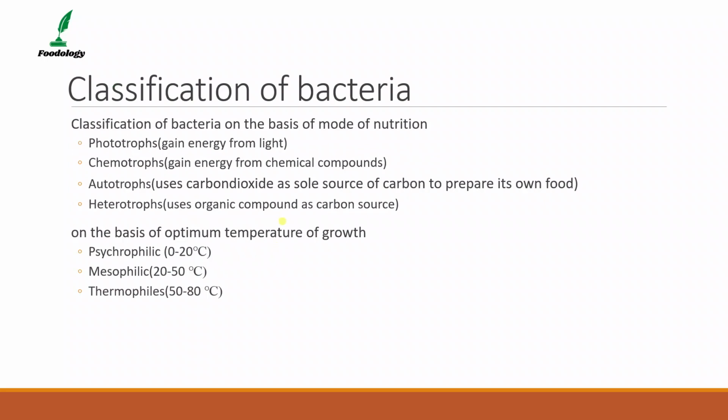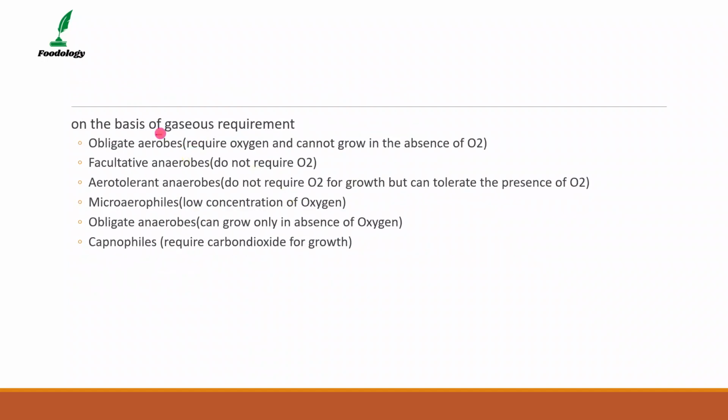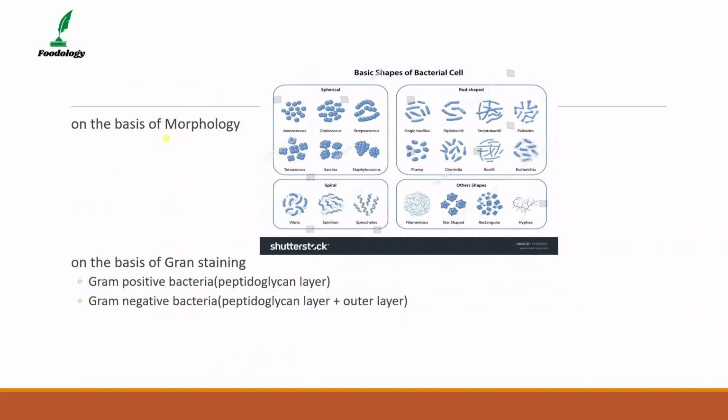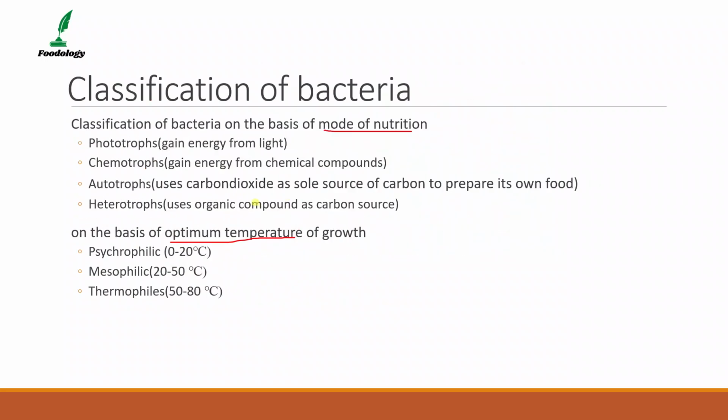Then we have classification of bacteria. Now, classification of bacteria is quite tedious and complicated. This classification is made on several factors. One of them is the mode of nutrition. Then we have optimum temperature for growth, then optimum pH, then salt required, then gases required, then morphology, then gram staining, and then spores.